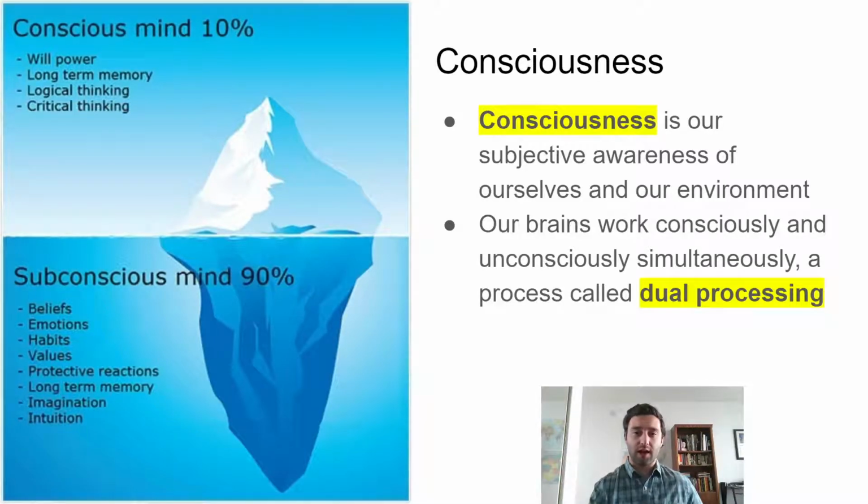So there are these two things that are happening. Our brain is doing conscious and unconscious tasks at the same time. This is one of those things that we'll talk about in a little bit as well, this idea that our brain is always doing something. It's doing both at the same time, and this process of doing both conscious and unconscious tasks at the same time is what is called dual processing. So we're processing two different ways, unconscious and conscious.